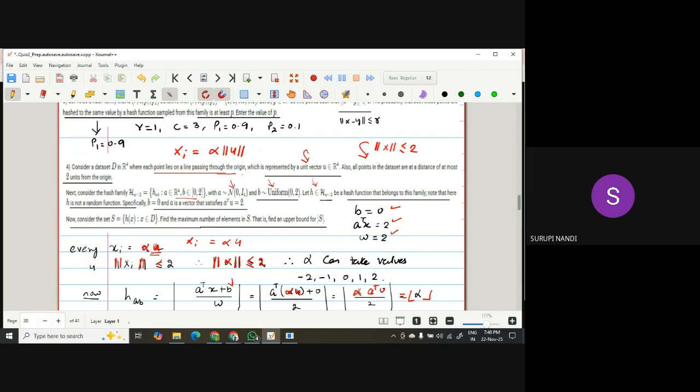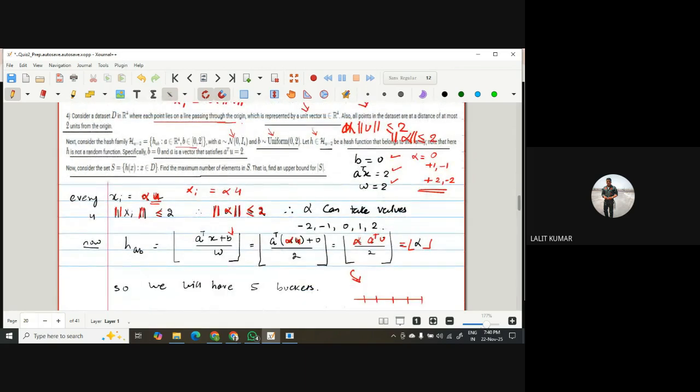So this xi can be written as alpha u, which is less than or equal to 2. This is a unit vector. So the absolute value of alpha is less than or equal to 2. So if alpha is less than or equal to 2, alpha can take values. How many values? 0, +1, -1, +2, -2. These are the values.